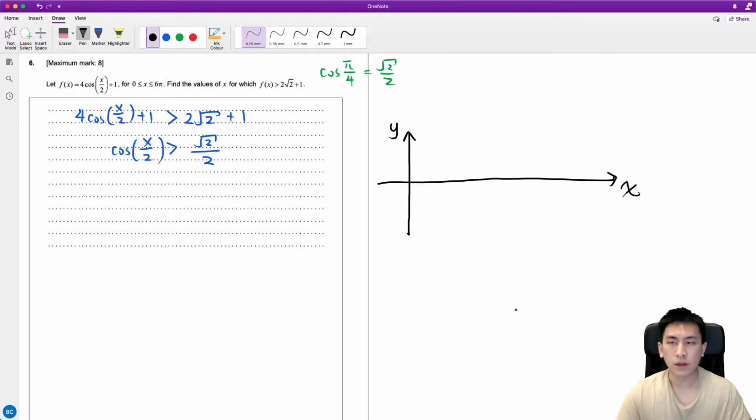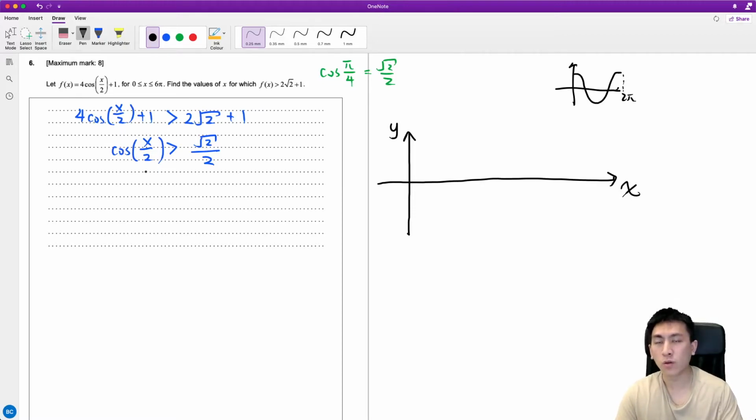For anyone wondering how to sketch this, you have to at least know how to sketch a cosine. There's no way around it. A cosine looks like this: it starts at 1 and then goes like this. And the period of cosine is 2 pi.